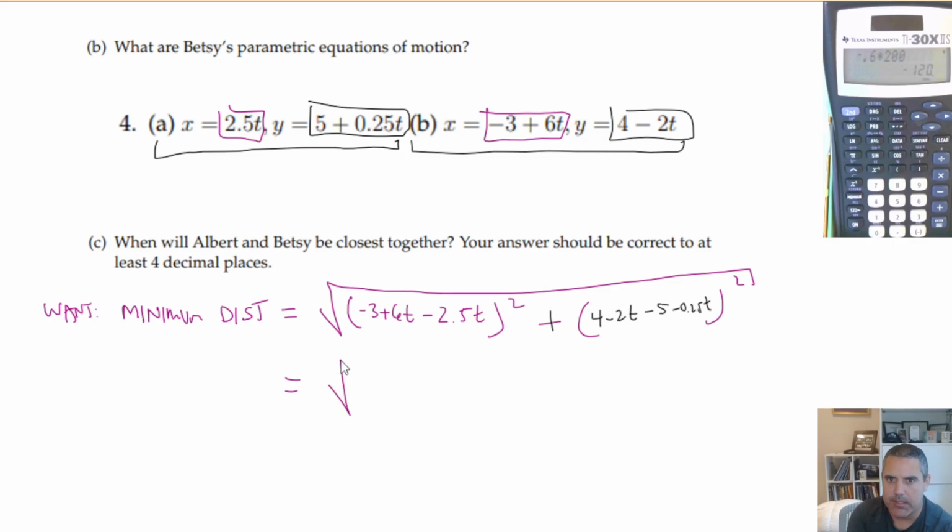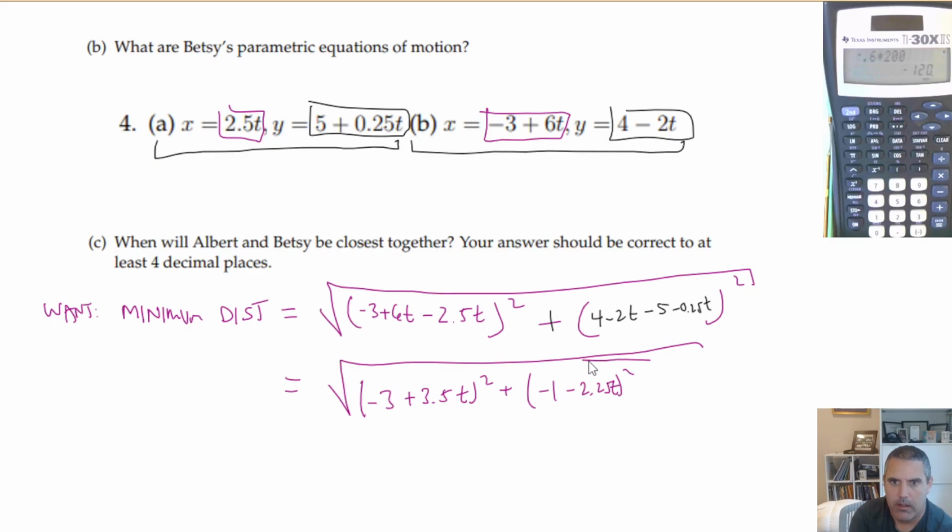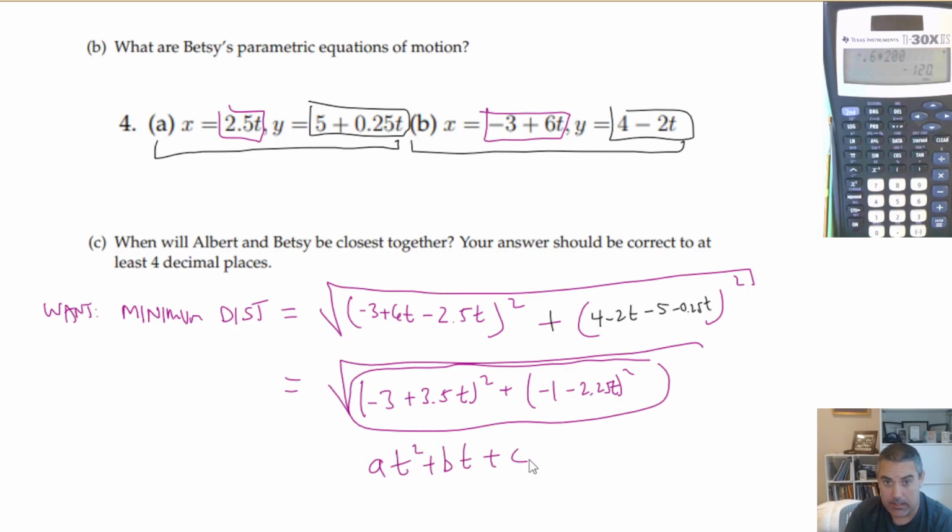But this whole thing can be simplified pretty dramatically. So we have negative 3 plus 3.5t squared. And we have negative 1 minus 2.25t squared. This under here is a quadratic. If you expand all those out and can get it in the form a, b, c, then you can find the vertex of that. And that will tell you the t value when that is smallest. It turns out that the square root being around it doesn't change when it's the smallest.